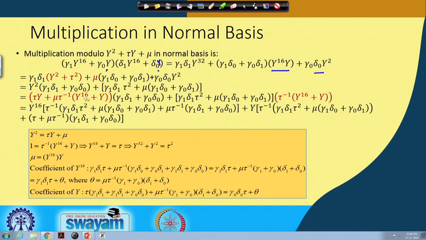Okay, so therefore what I do here is that I take these terms, and I write y square as tau y plus mu. But I do not write only tau y plus mu, I write tau y plus mu into 1, and 1 is nothing but tau inverse multiplied by y power of 16 plus y. Okay, so that is essentially this part of the equation. Then the other part is this part, that is gamma 1 delta 1 tau square plus mu and so on, and then again I multiply this by 1, so I write that as tau inverse multiplied by y to the power of 16 plus y.